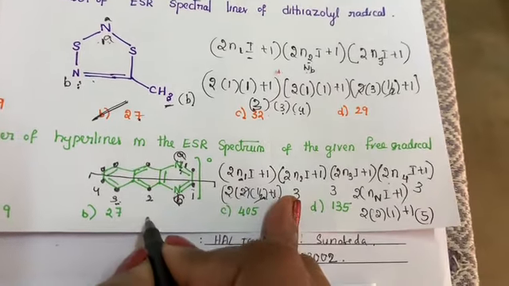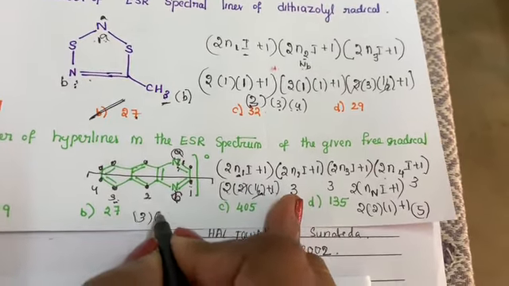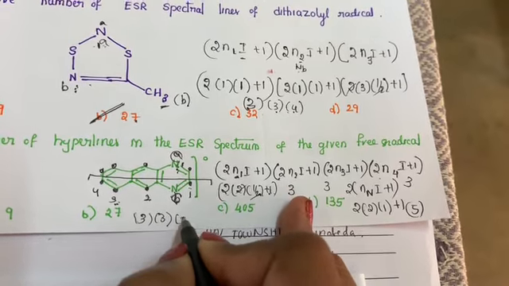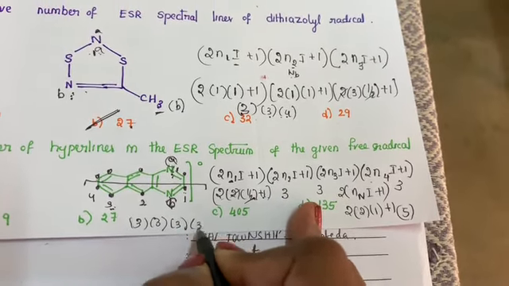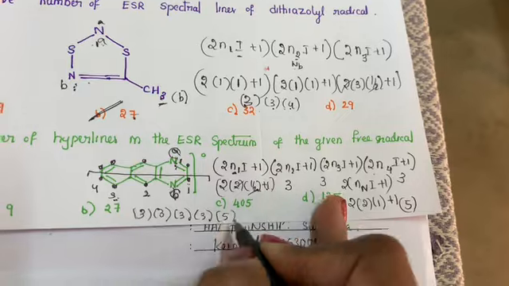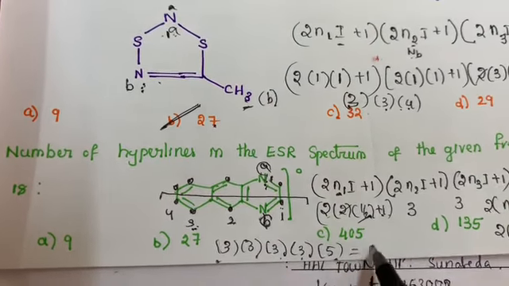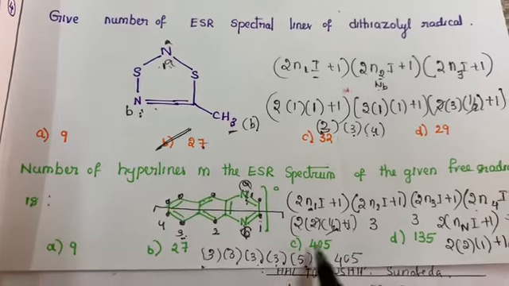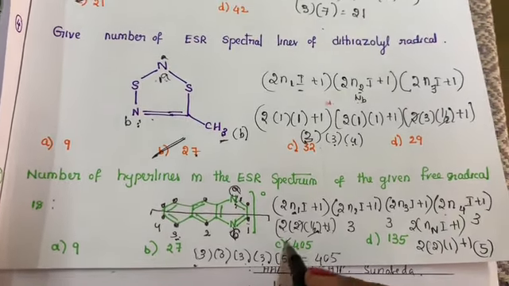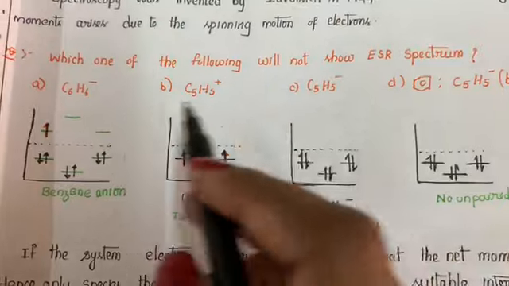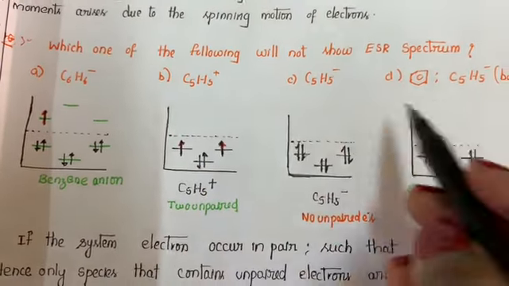So overall you will get 3 multiplied with 3, which is further multiplied with 3 four times, which is further multiplied with 5. That is 3, 3, 3, 3 and multiplied with 5. You will get the total value 405. So how many lines in the ESR spectrum? Total 405. Another very important question they have asked in the SET examination.